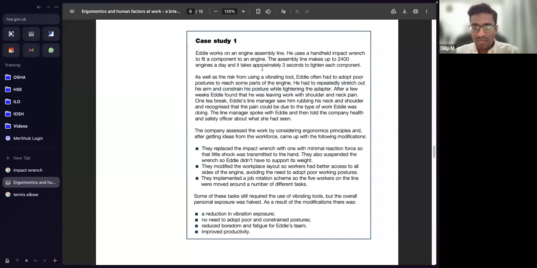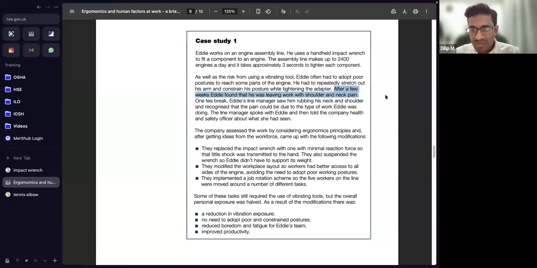So you could see there are three contributing factors. One is the repetitive nature of the task. Second, use of the vibrating tool, with vibration transmitted to the upper limbs, and then repeatedly stretching the arms and constraining the posture. So all this obviously contributed to the shoulder and neck pain.